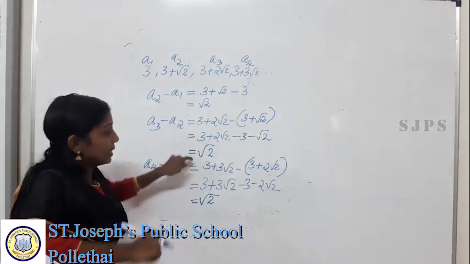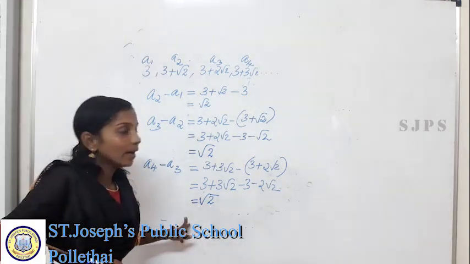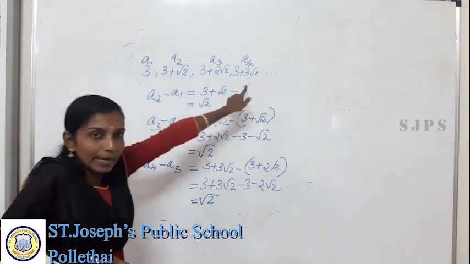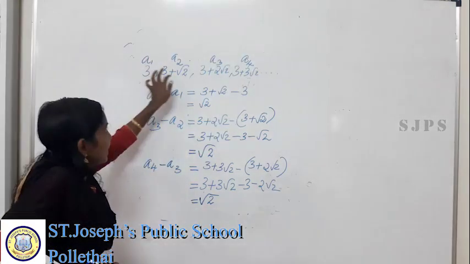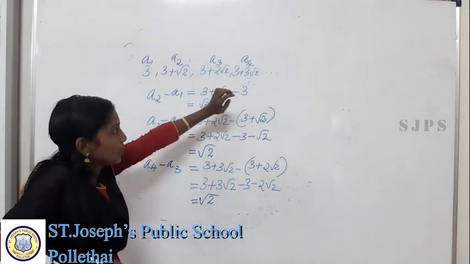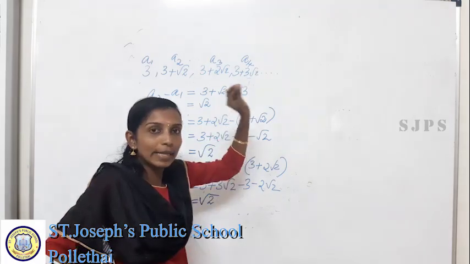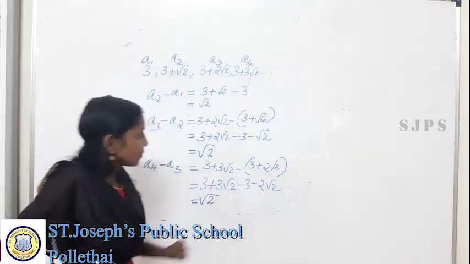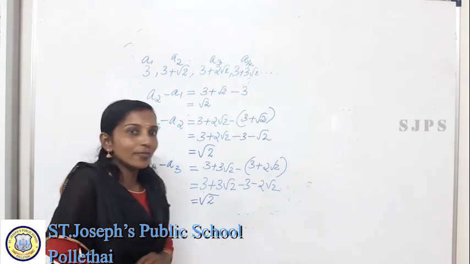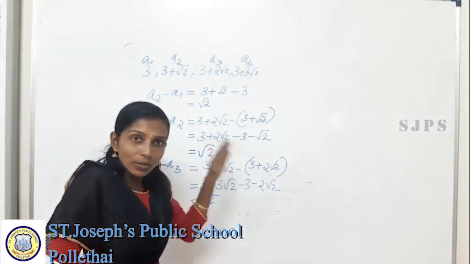Here also we get a fixed number. Therefore, this one is also an AP: 3 plus root 2, 3 plus 2 root 2, 3 plus 3 root 2, etc. is an AP. Next, we want to find its next two terms.